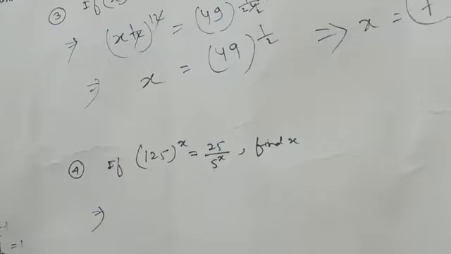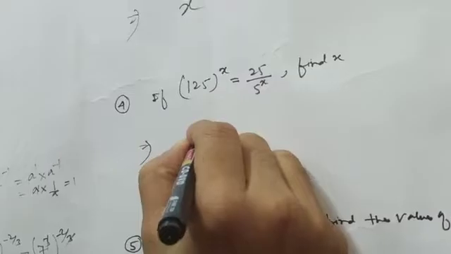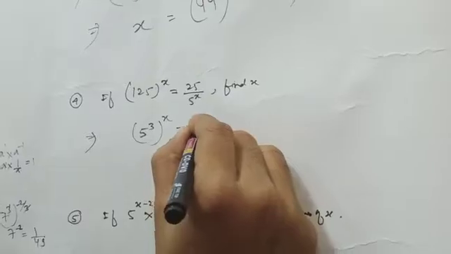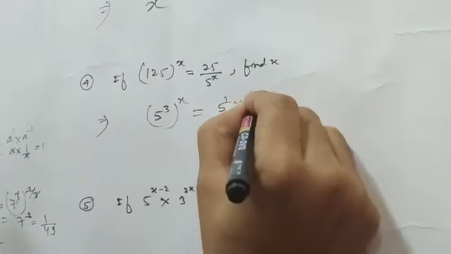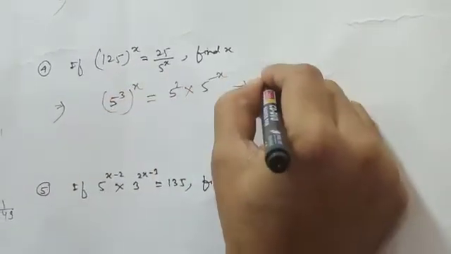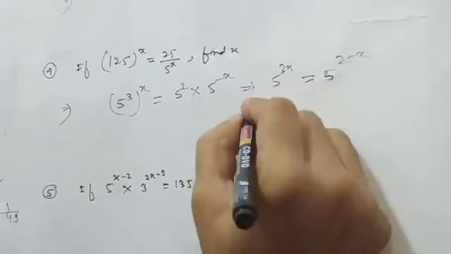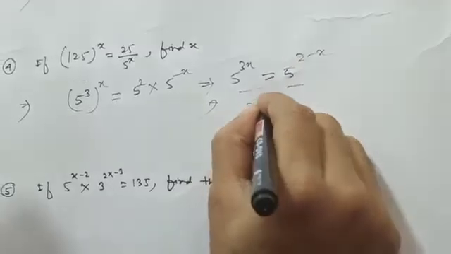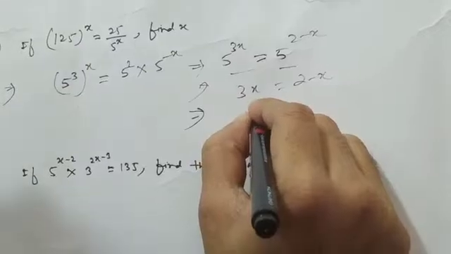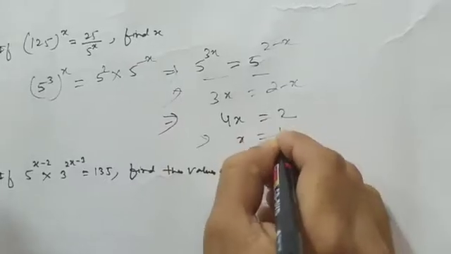Always write in power, because this chapter is based on laws of exponents. So 125, write 5 to the power 3, is 125 to the power x. 25 is 5 to the power 2, and this goes up, 5 to the power minus x. So again you multiply these two. So 5 to the power 3x equal to 5 to the power 2 minus x. When the base is the same, the power must be the same. 3x equal to 2 minus x. So x will come here. It becomes 4x equal to 2. So we have x equal to 1 by 2.